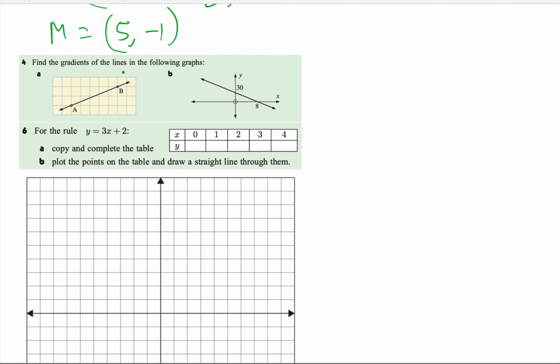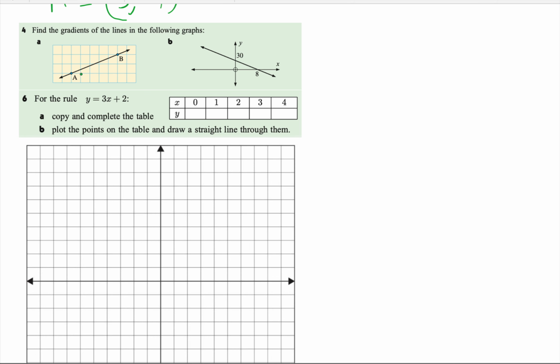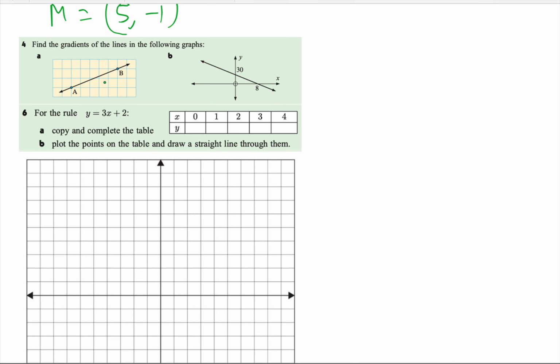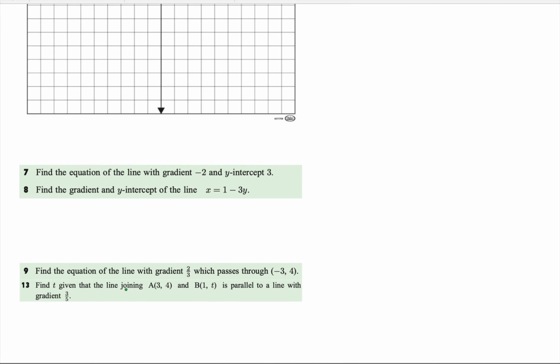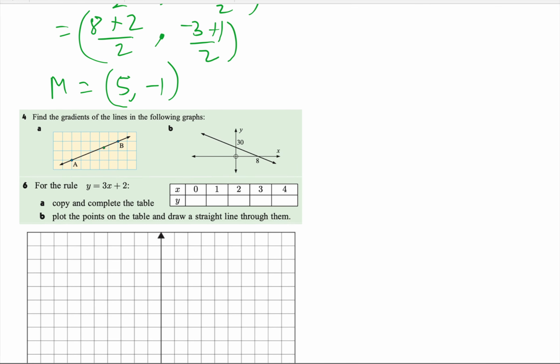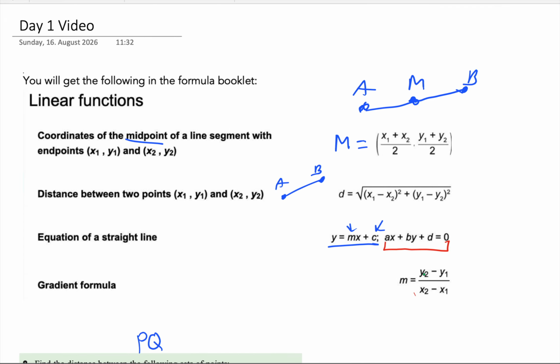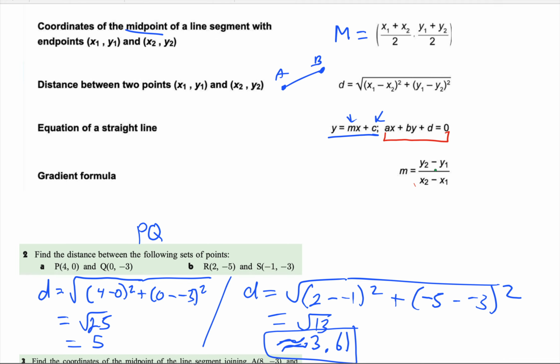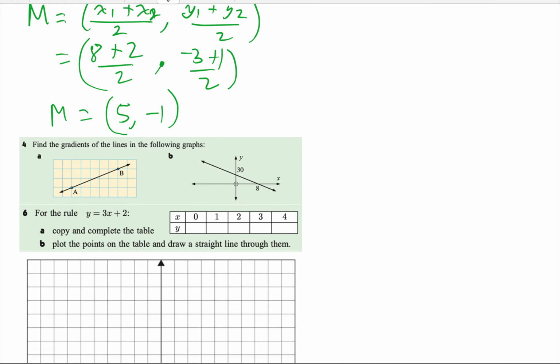Okay, find the gradients of these lines. Well, we can actually use the gradient formula if you want to, which I'll show you there. This is y2 minus y1 over x2 minus x1. Those are just the distances between the y coordinates, and you can get that from the graph.